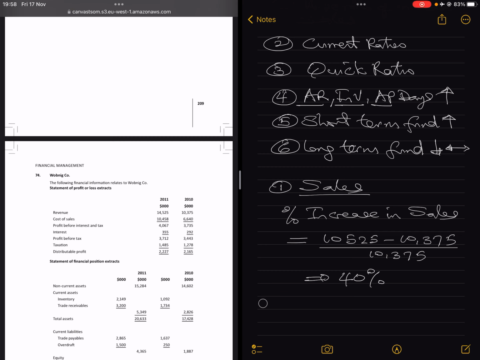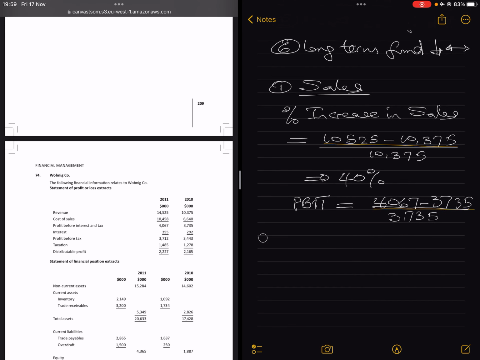Profit before interest and tax. Has it gone up by that so much? Look at profit before interest and tax. If you calculate the percentage increase in PBIT, that is just 4067 minus 3735, divided by 3735, and that will give us just 9%.